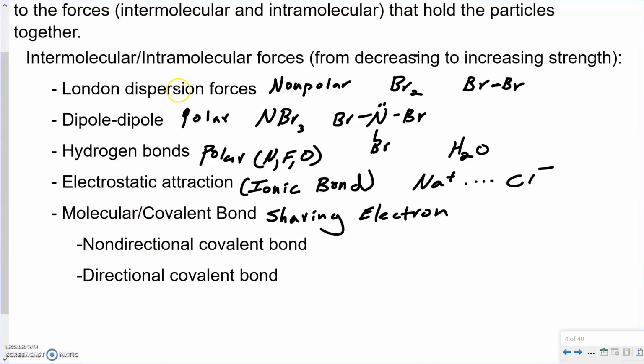London dispersion being our weakest, then dipole-dipole, then hydrogen bonds, of course, and these are our very stereotypical intermolecular forces in terms of strength. Electrostatic being much stronger than these three, but still an intermolecular force, then non-directional covalent, and then directional covalent. Okay, so that's all the time I have for this video right now.